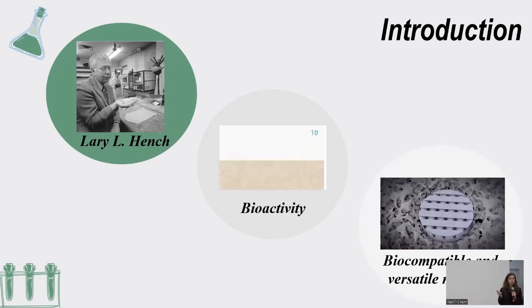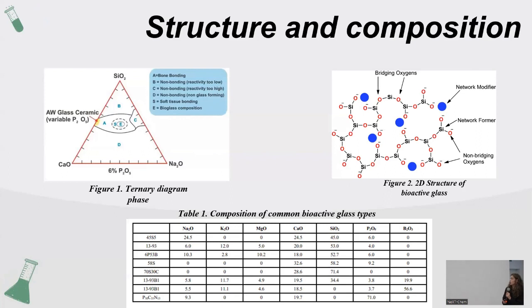It's a biocompatible material because it's well tolerated by the body, and it is a versatile material because it has a various range of composition and properties. If we talk about structure and composition, here we have a ternary phase diagram where we can see the relationship between this oxide composition, silicon dioxide, calcium oxide, and sodium oxide. So we can see the relationship between this oxide composition and their ability to bond to hard or soft tissue.